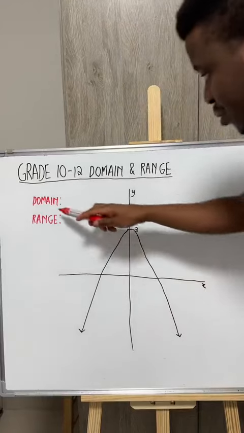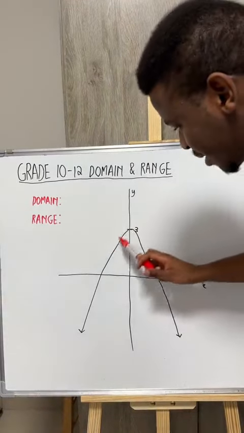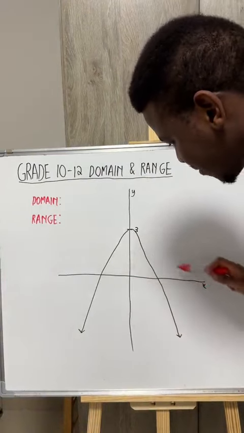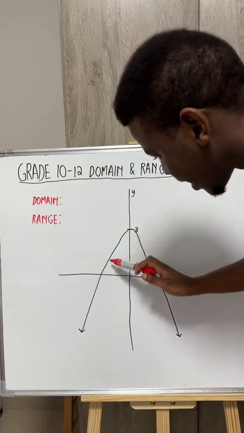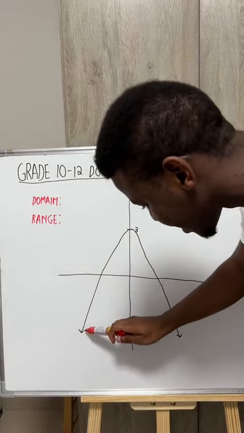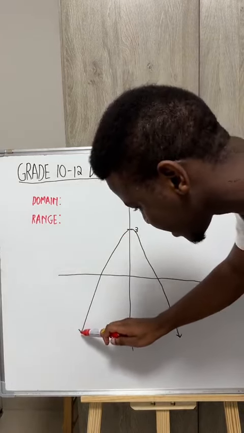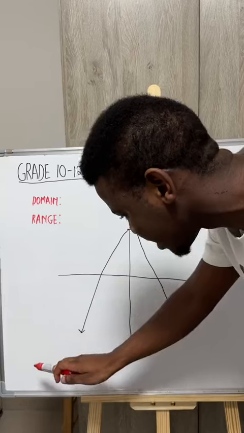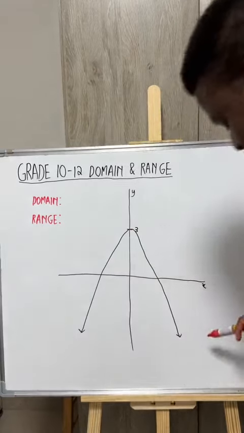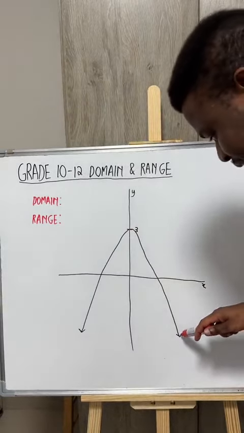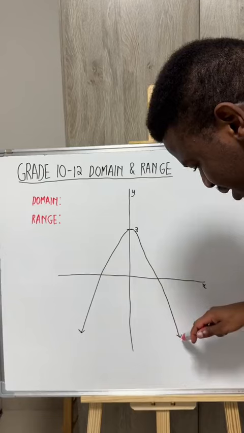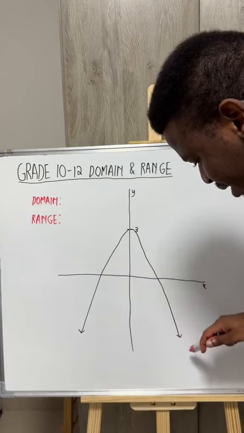When they ask you to find the domain, they are simply asking you to identify the values of x where your graph is defined. If we look at this graph, we can see that there's an arrow here. So that's telling us that our x values on this side continue up until negative infinity. The same applies on the other side. It's simply telling us that our x values continue up until positive infinity.